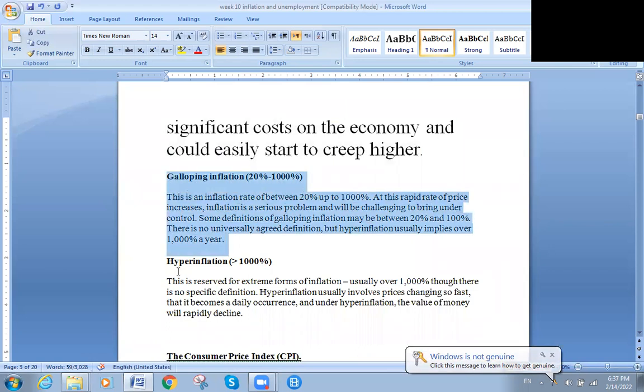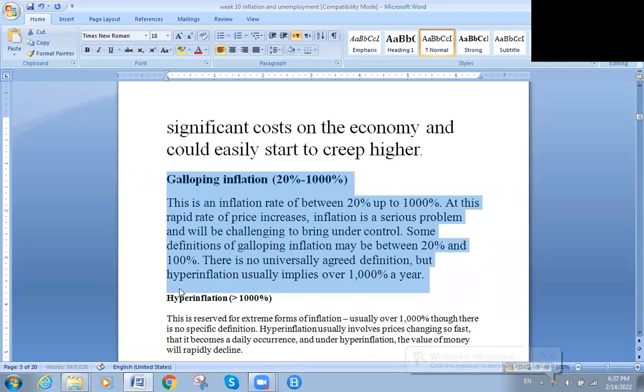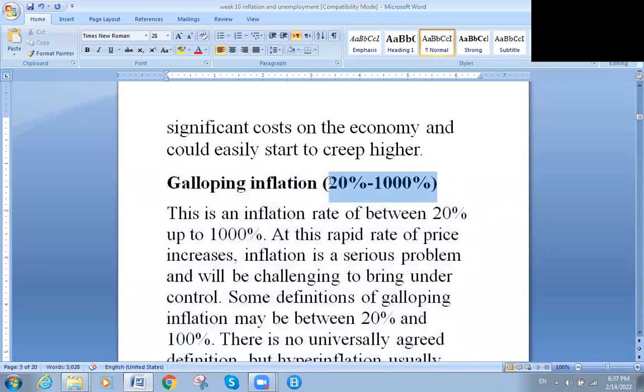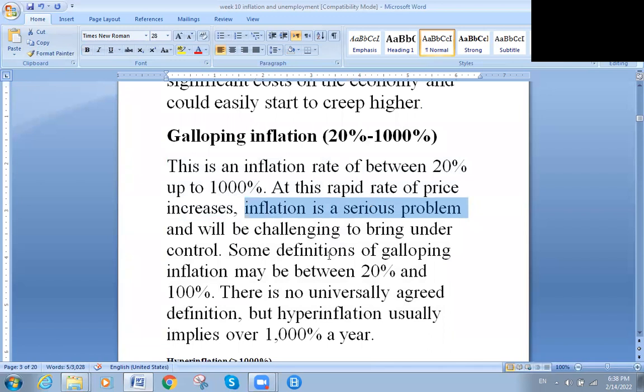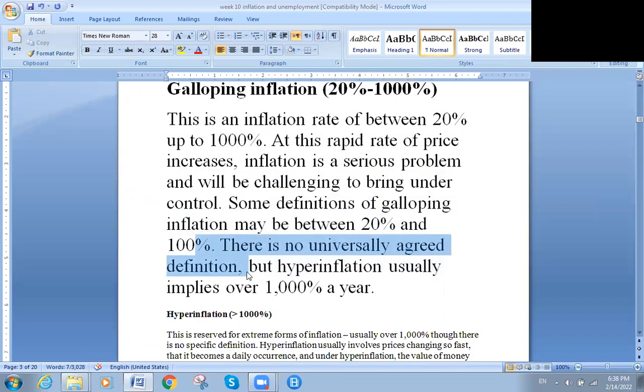The upcoming one now is what we call galloping inflation. This is hard because this is from 20% to 1,000%, which means 10 times. You see, this is an inflation rate between 20% and 1,000%. At this rapid rate of price increases, inflation is a serious problem, of course, because the prices will go up very strongly, sharply, and it will be challenging to bring under control. So it won't be under control then. Some definitions of galloping inflation may be between 20% and 100%. There is no universally agreed definition, but hyperinflation usually means over 1,000% a year.